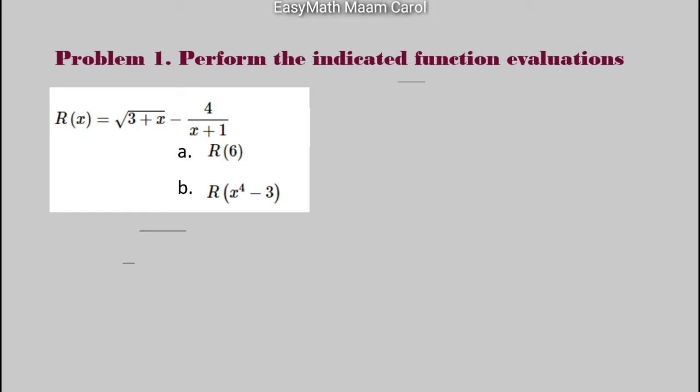So for our first problem, we are asked to perform the indicated function evaluation. So ang ibig sabihin ng evaluation, kung itatama natin or itutugma natin doon sa last video natin, ang gagawin lang natin ay itong value na narito ay isa-substitute natin sa variable x ng function natin. So our function is defined to be r of x is equal to the square root of 3 plus x minus the quotient 4 over x plus 1. So, we will substitute all x's with 6.